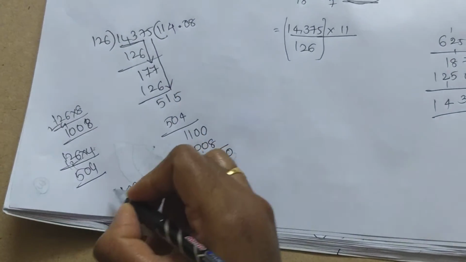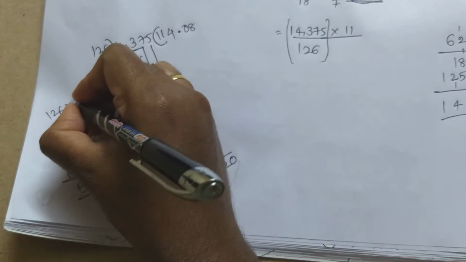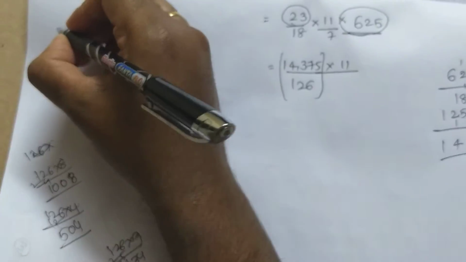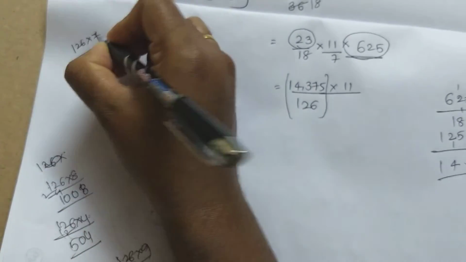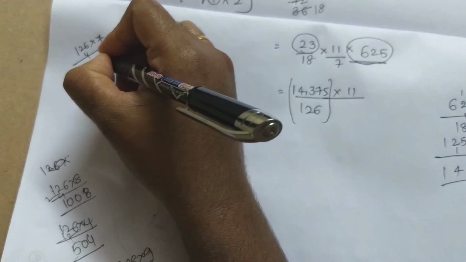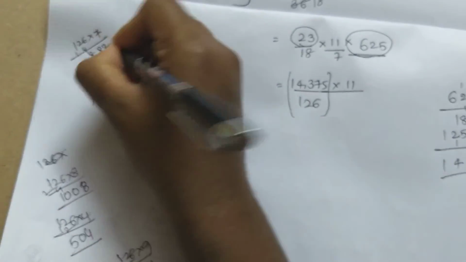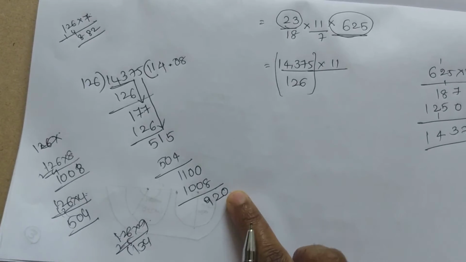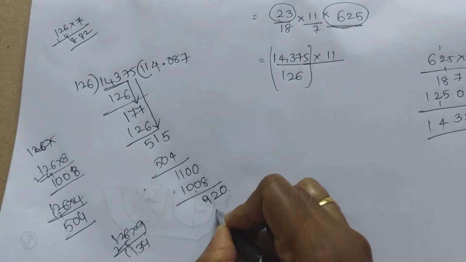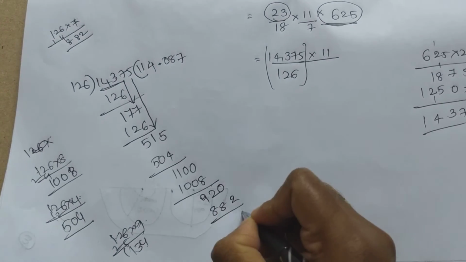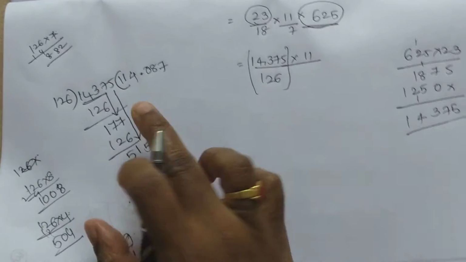920. So 126 into how much? I'll do it here. 126 into 7 I will do. 7 6s are 42. 7 2s is 14 plus 4, 18. 7 1s is 7, 7 plus 1, 8. 882 it is. So 087, how much does it become? 882. 10 minus 2 is 8. 11 minus 8 is 3. So 38. Let me stop it here.